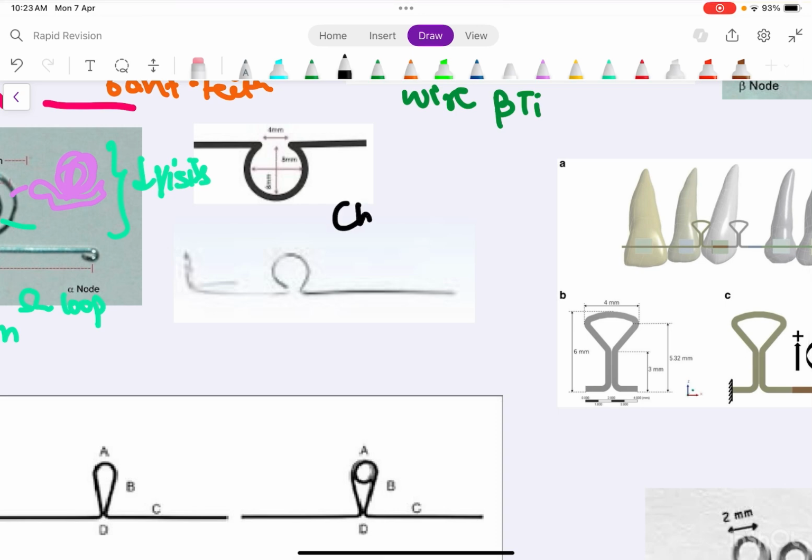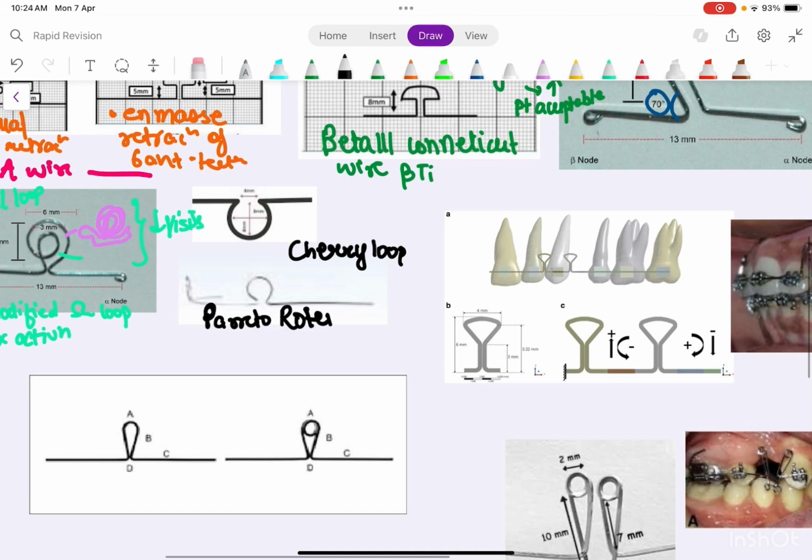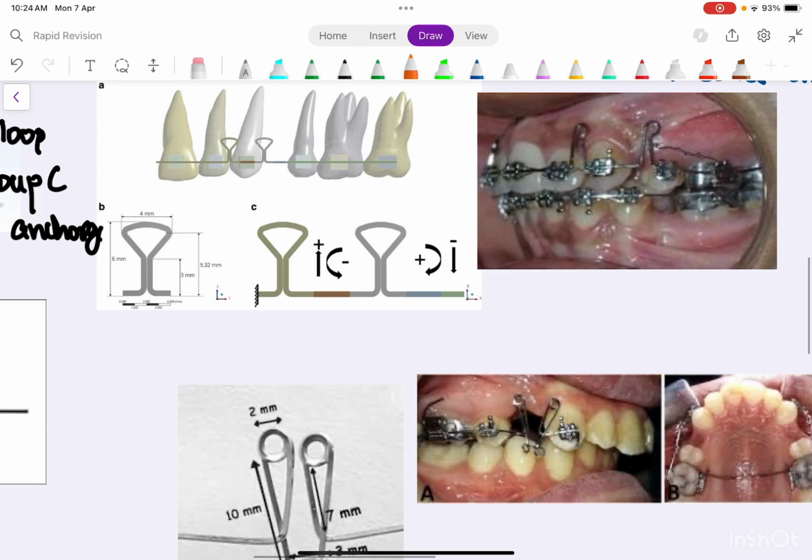So this is cherry loop, both are cherry loops, and it was given by Pareto Rotendo. It is used for molar protraction. So you have to remember C. So group C, anchorage.